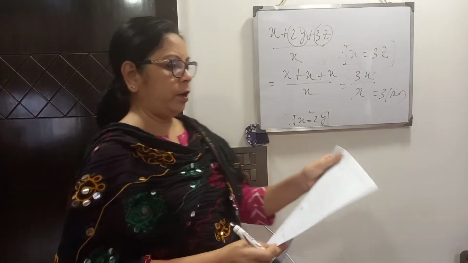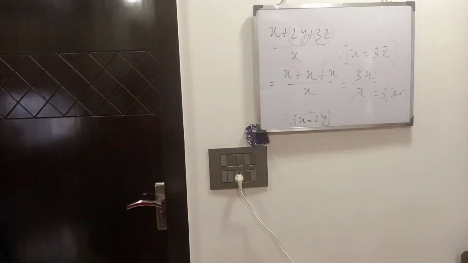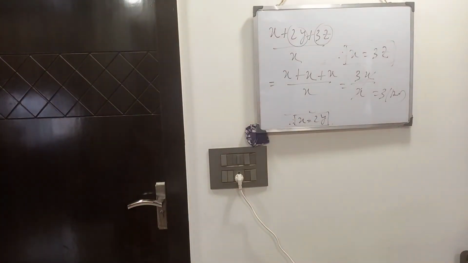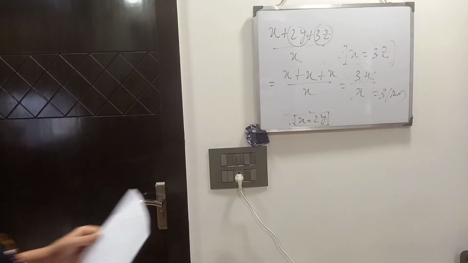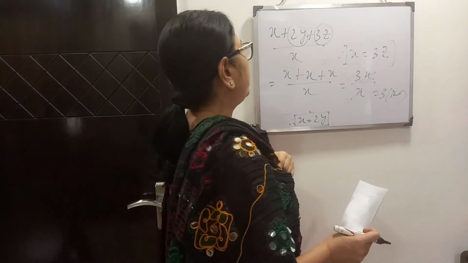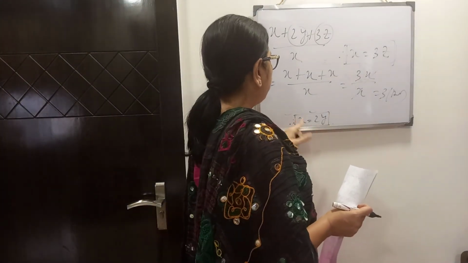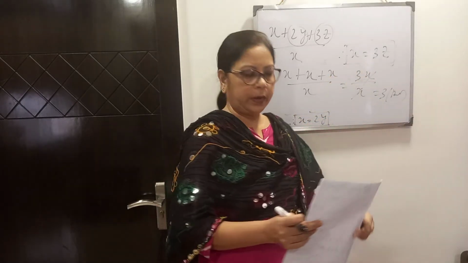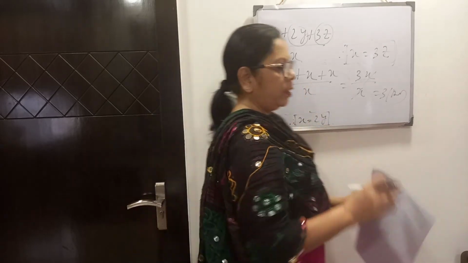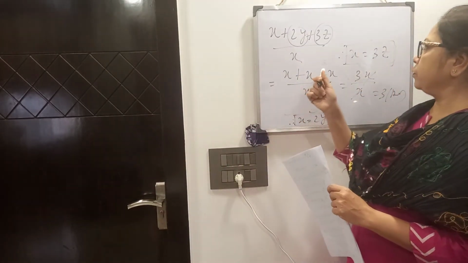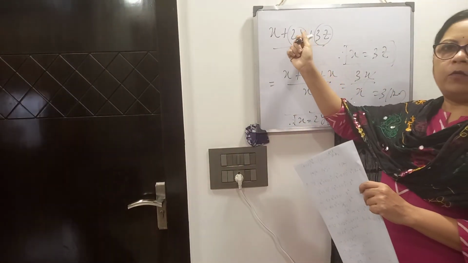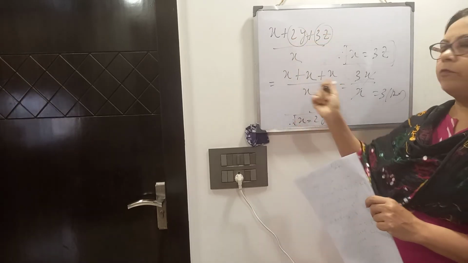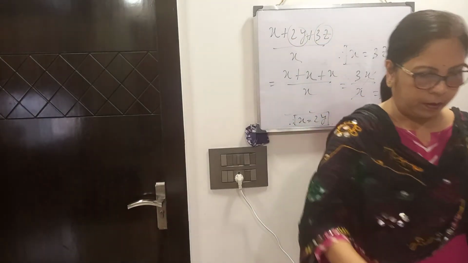In SAQ part it may come. You see. First what we have done? First we have calculated the relation between x and y and x and z. Then we have put the values, we have changed y and z in terms of x. Clear? Now next one.